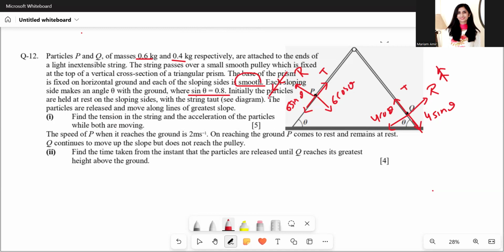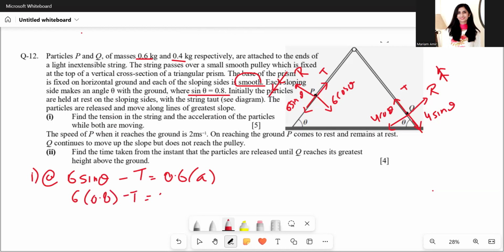Okay, again, P is moving downwards, so we're going to use Newton's second law on it. It's going to be forward force, which is 6 sine theta, minus backward force, which is T, equals mass, which is 0.6, times acceleration. So forward force minus backward force equals ma. This would be 6 times 0.8 minus T equals 0.6a, which makes 4.8 minus T equals 0.6a. This would be equation 1.